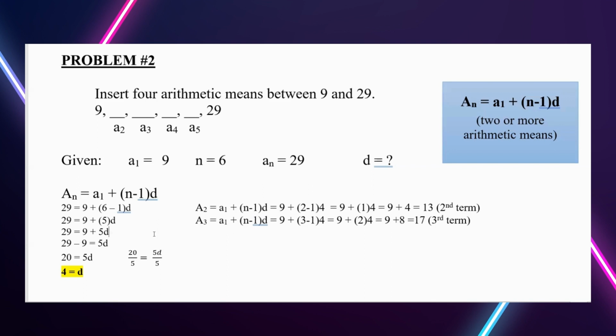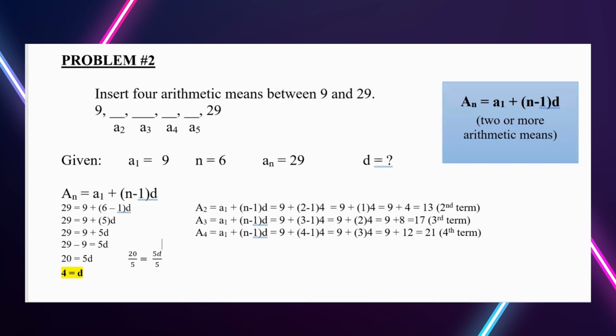Next, the fourth term of the sequence. A sub n is 9 plus n, which is 4 minus 1 times the common difference of 4, is equal to 9 plus 4 minus 1 is 3 times 4, is equal to 9 plus 3 times 4, is equal to 12, and the sum of 9 and 12 is 21. Therefore, 21 is the fourth term.